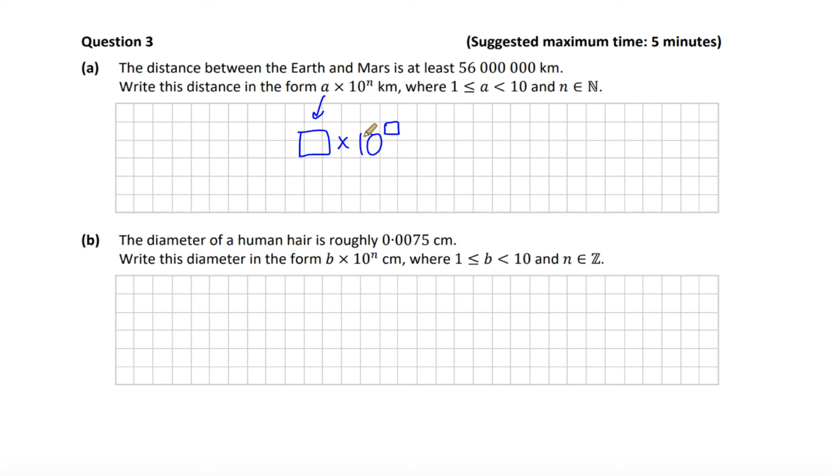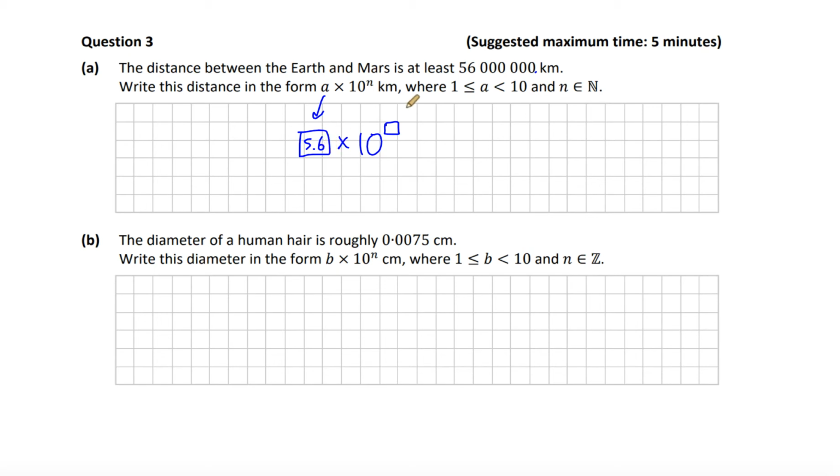So the way we do this is, at the moment the decimal place is effectively here. So we move the decimal place back 1, 2, 3, 4, 5, 6, 7 places. The reason we move it back 7 places is because then the number we get is 5.6. And the number 5.6 is a number between 1 and 10.